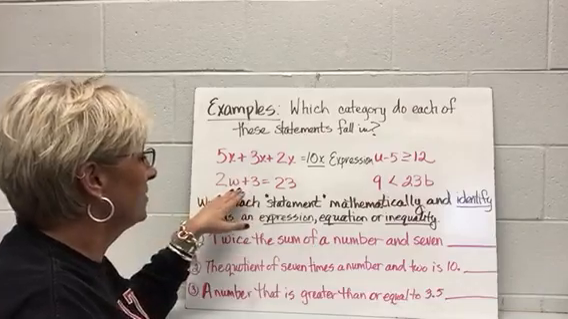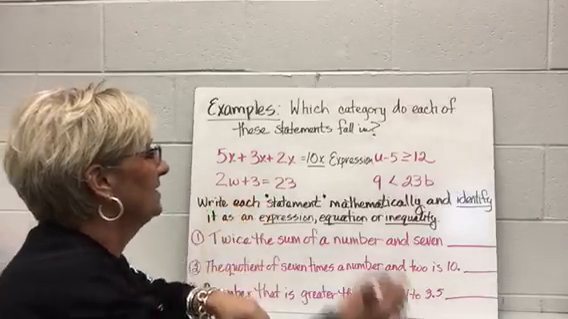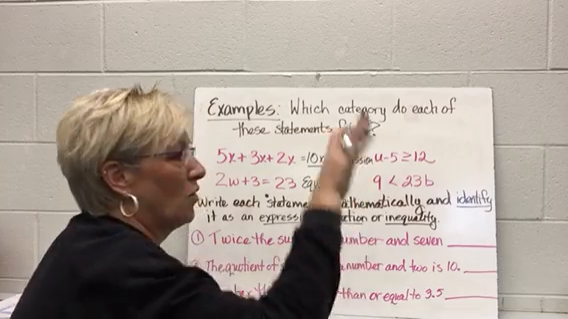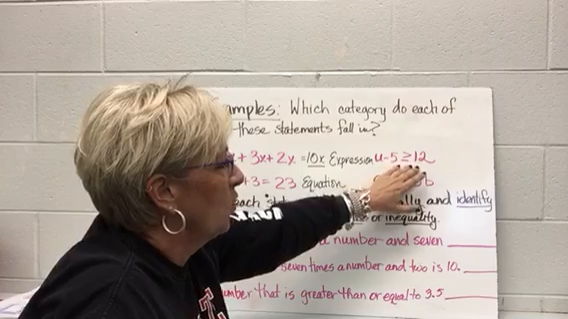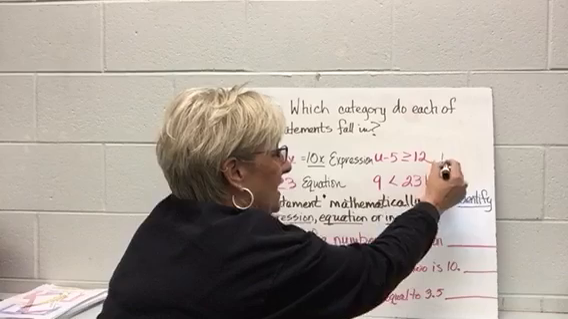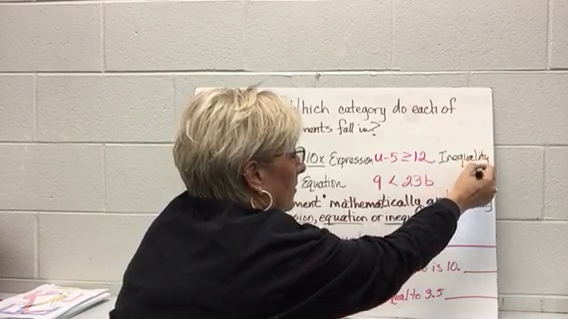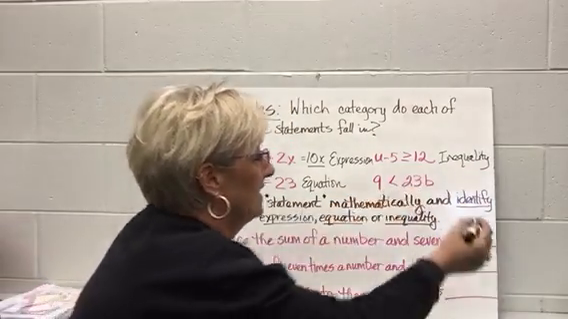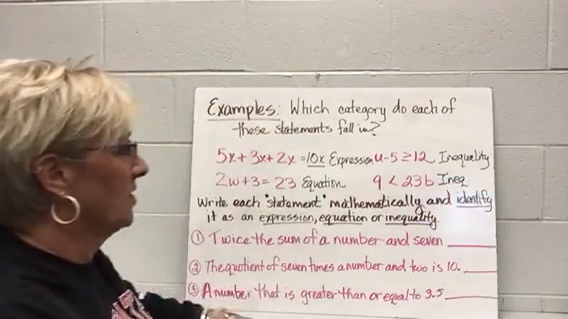So this would be called an expression. Now you have 2w plus 3 is equal to 23. This, because of the equal sign, is going to be an equation. And you can just fill it in your box where you list them. u minus 5 is greater than or equal to 12. This is an inequality sign, meaning it's going to be more than one solution. So this is an inequality. And 9 is less than 23b. This is also, because of the less than sign, an inequality. Okay, and I'm just going to shorten that there.